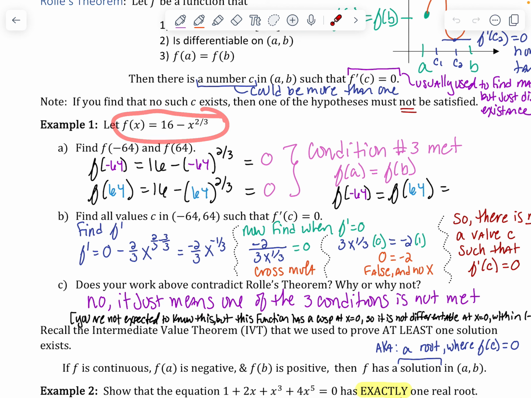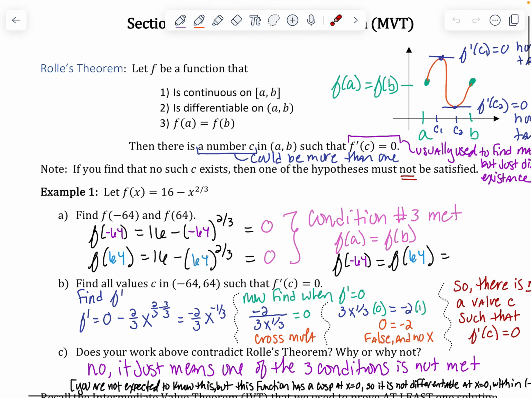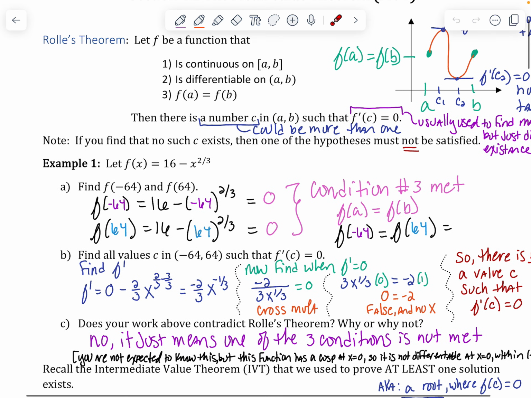I'm given a function, and all I'm asked to do at first is find the output of 2 particular values. So I'm going to plug negative 64 in for x. I'm going to plug positive 64 in for x, and they both have the same output value of 0. This means condition 3 for Rolle's is met, that I have a start and end interval value with the same output value. Now, we also need this function to be continuous on the closed interval and differentiable.